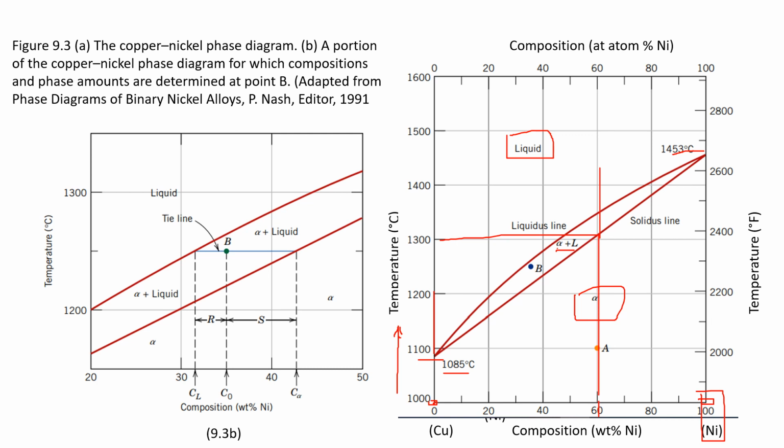And similarly, we must differentiate between the boundary lines. The Liquidus line is the line which separates the liquid solution from the mixture of liquid plus solid. Similarly, the Solidus line is the boundary which separates the solid solution from the mixture of liquid plus solid.